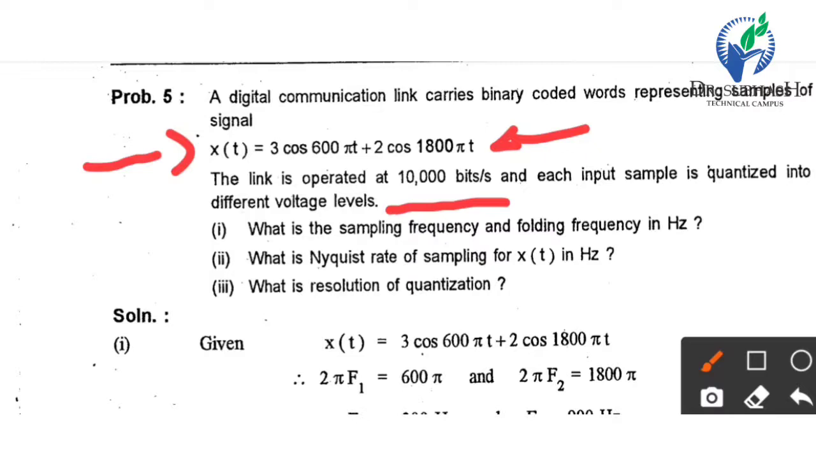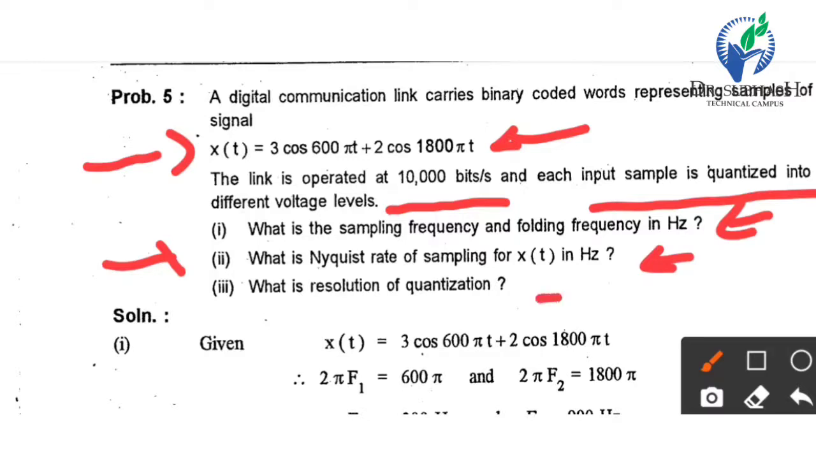into 1024 different voltage levels, that is our L. What is the sampling frequency and folding frequency, that is aliasing frequency? Sampling frequency fs and aliasing or folding frequency in hertz, that is the first question. Second question, what is the Nyquist rate of sampling for x of t in hertz? And the last question, what is the resolution of quantization?